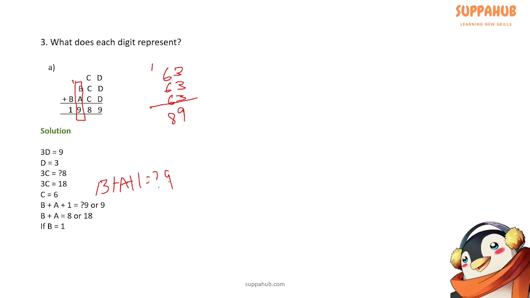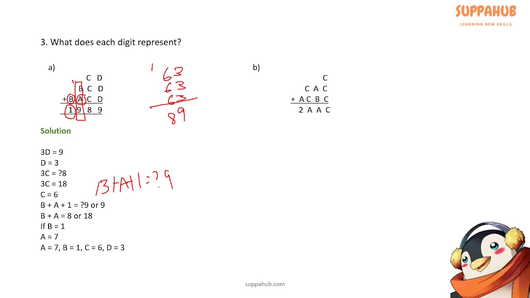So if B is 1, then A will be 8. It can't be 18 because B has to be 1, because B is not 0, right? If it were 0, then there's no digit already. So B has to be 1, then A has to be 8, isn't it? Yeah. Alright.